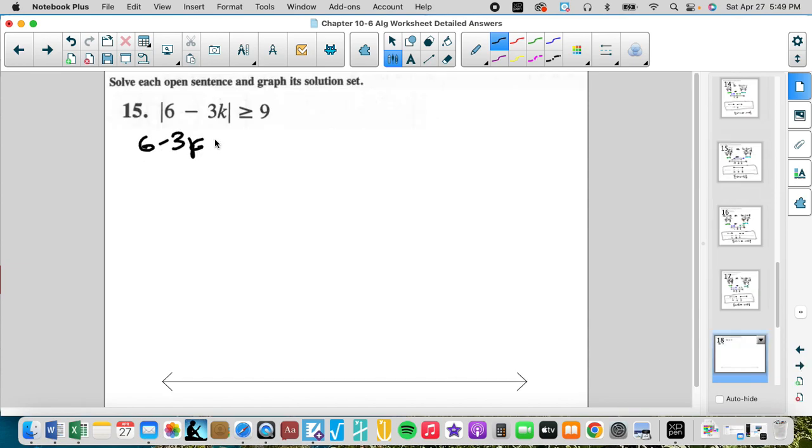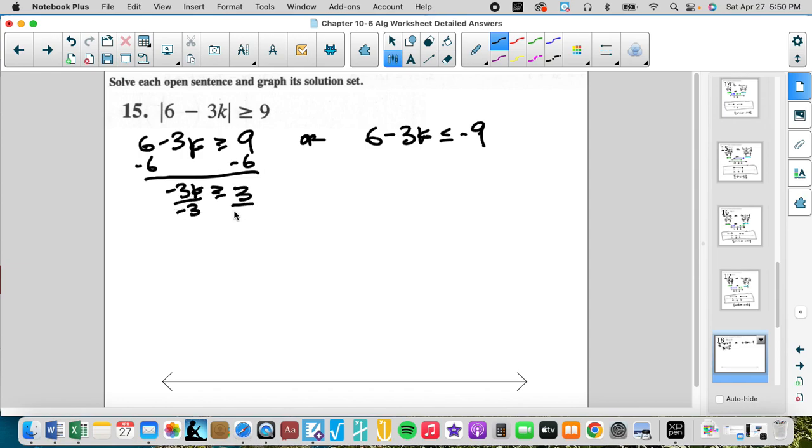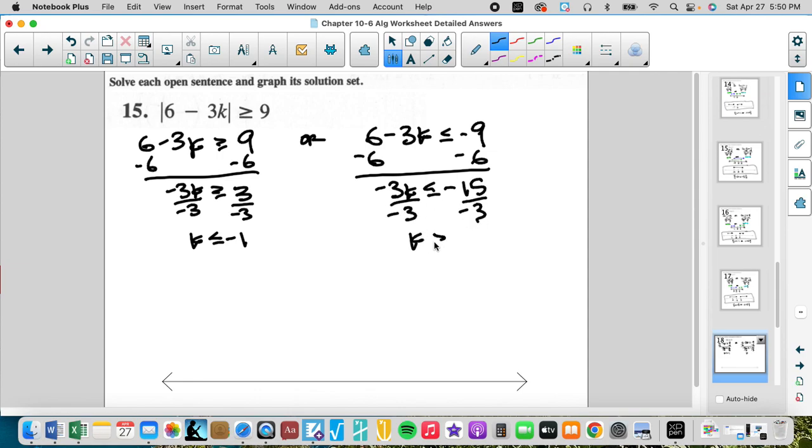6 minus 3k is greater than or equal to 9 or 6 minus 3k is less than or equal to negative 9. Let's minus 6. Negative 3k is greater than or equal to 3. Divide by negative 3. Notice we're dividing both sides by a negative, so I must flip my inequality sign. Negative 6 minus 6, negative 3k is less than or equal to negative 15. Divide by negative 3. We are dividing both sides by a negative, so we're going to flip the inequality sign. This is still an or.